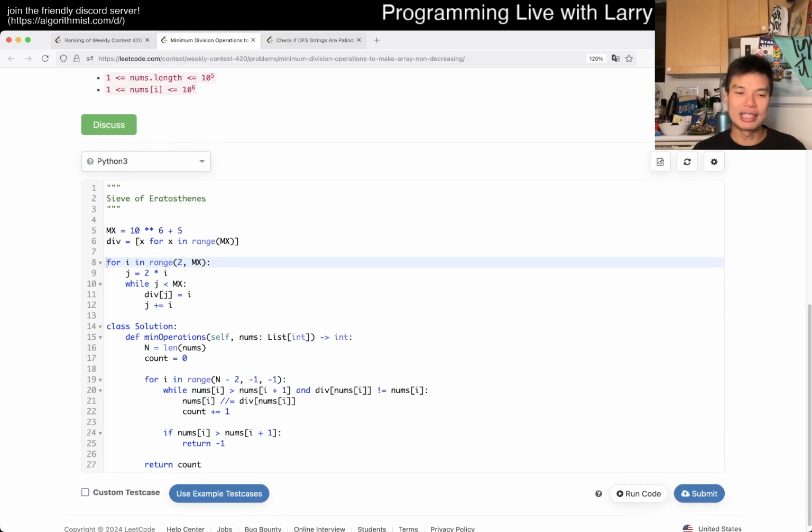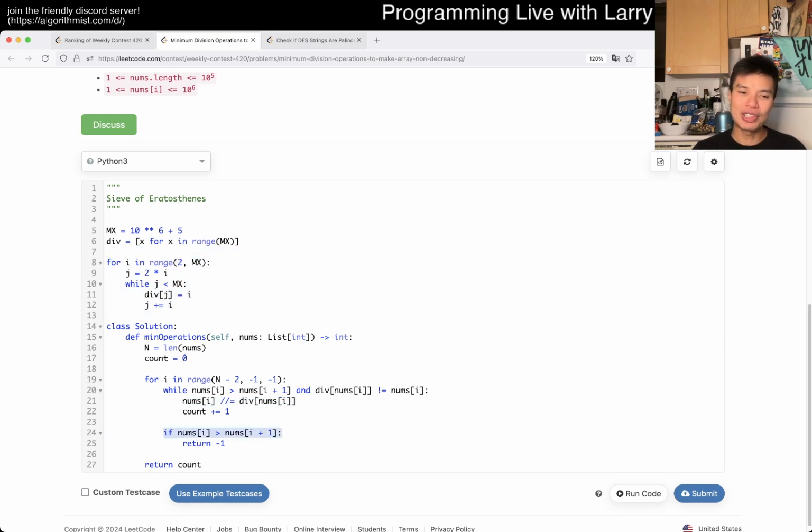So here we look at it backwards, right? If an index i is greater than the index to the right, then we have to make nums[i] smaller. And if this is not prime, then we can do an operation. And for the operation, we just get the biggest divisor, which as we mentioned, we calculate with the sieve here.